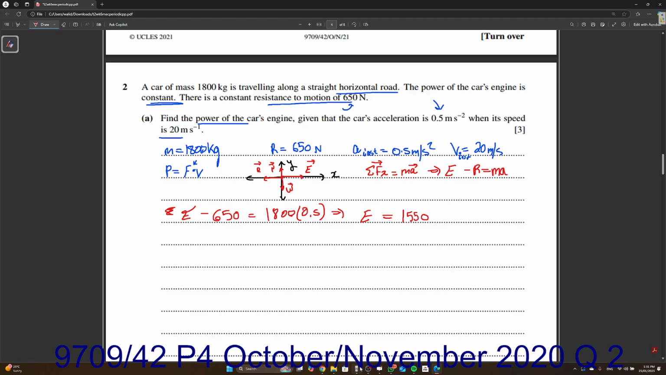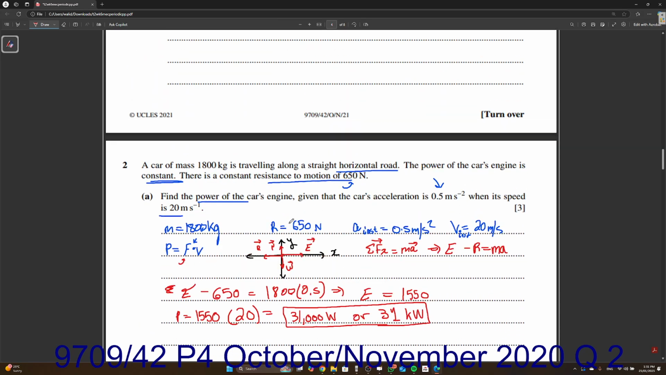1550. Make sure. Okay, now that we know that the force is 1550, we're going to do P is equal to 1550 times 20, which is equal to 31,000 watts or 31 kilowatts. So that's part A, solved very easily.